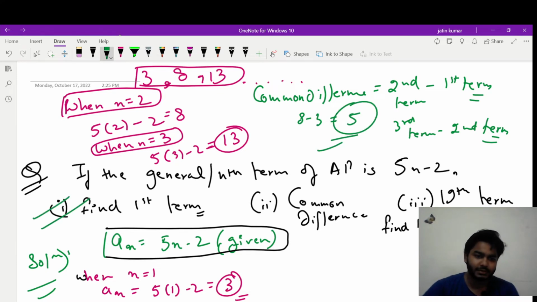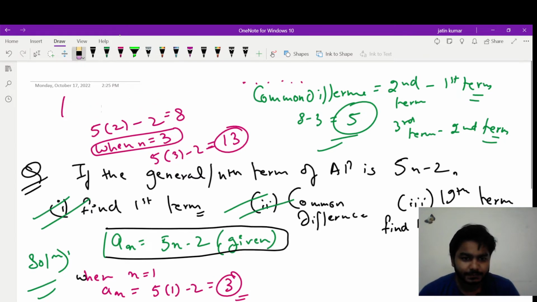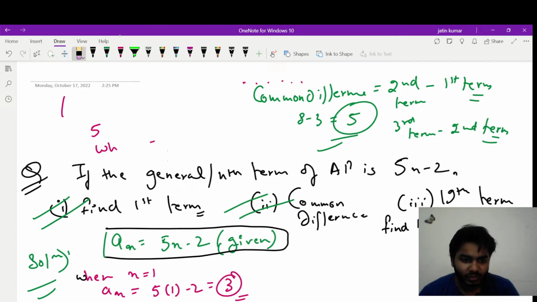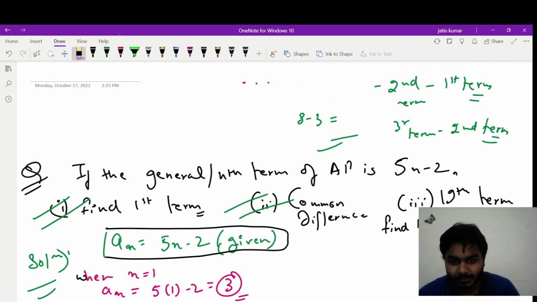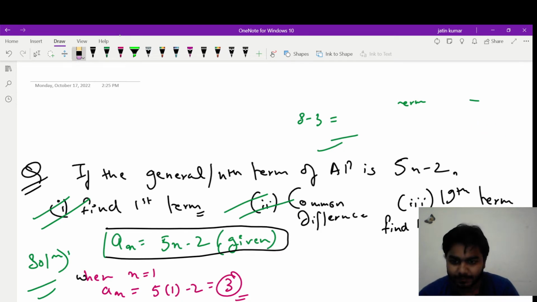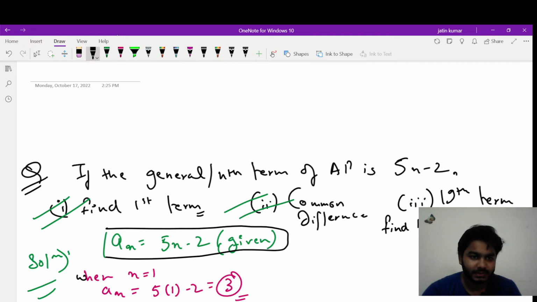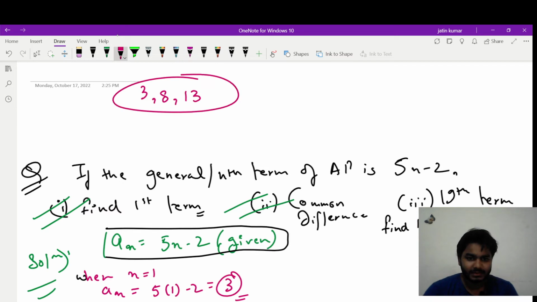So now you have solved the first two parts of this question. Now the third part is very important. You need to find the 19th term of this AP. What will be the 19th term? The 19th term will be a plus 18d. The AP that we have got is 3, 8, 13, the first 3 terms of the AP, and so on. You can add plus 5 to 13, so how much is that? 18. So the next term will be 18.